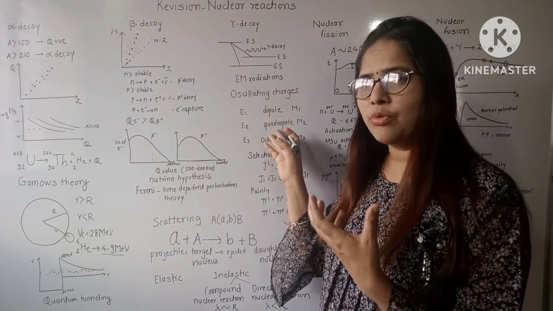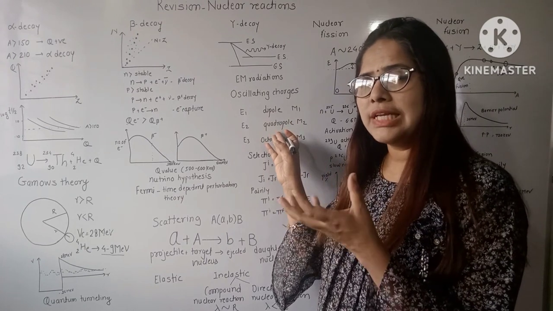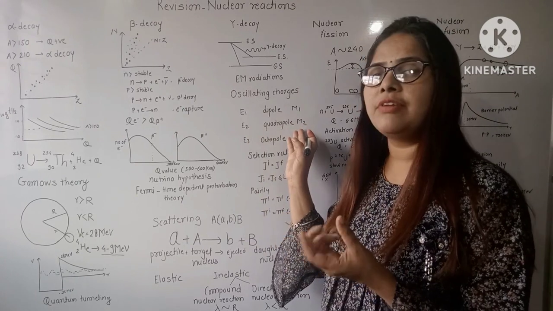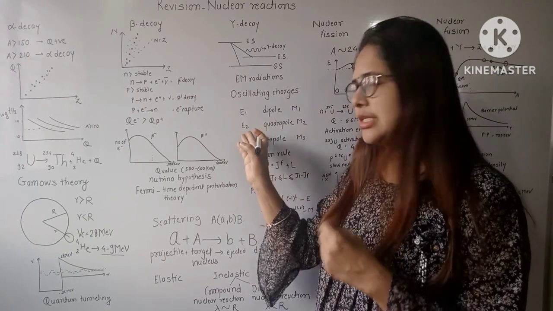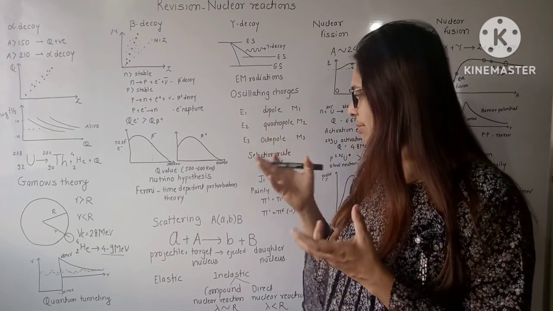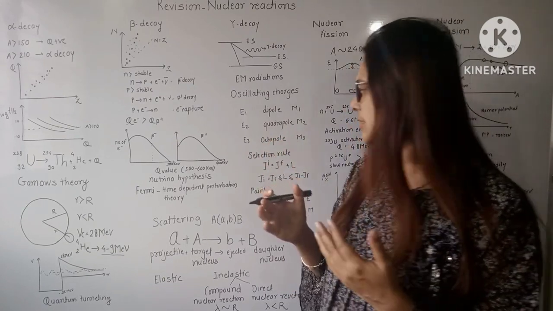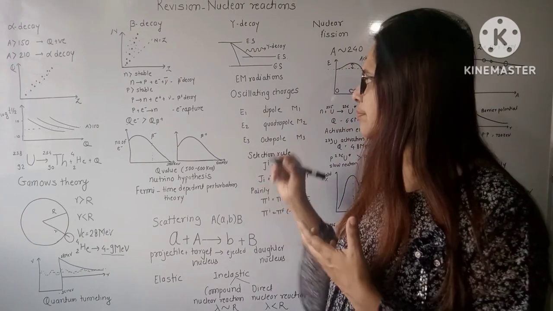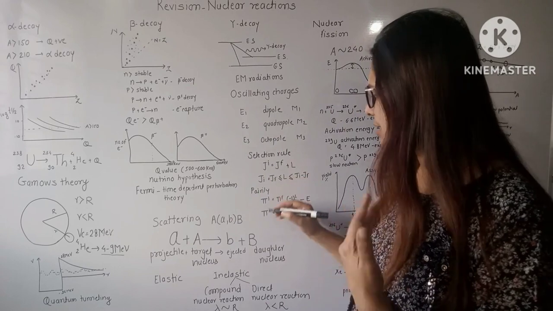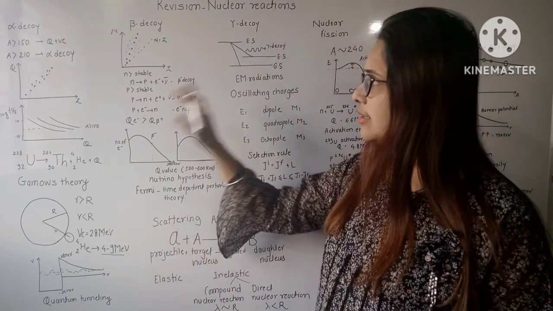Similarly, the quadrupole charge will generate a particular electric field and a particular associated magnetic field, which are called E2 and M2. Similarly, the octapole mode of vibrations. Now there are certain selection rules for the electromagnetic radiations, which I have already discussed, along with alpha, beta and gamma decay.